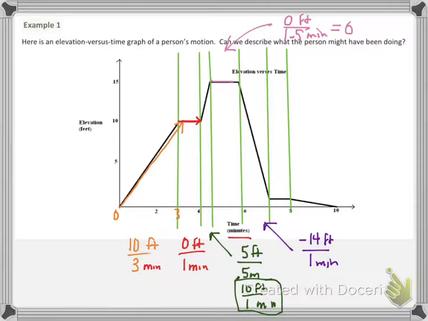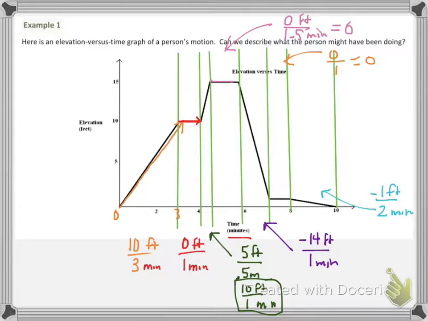1 minute again, and in that minute, there's no elevation change, so 0 over 1. That's a slope of 0, a parallel line again. And then there's one more time interval, 2 minutes from here to here, and that is a change of down 1 foot in 2 minutes. So a slope of negative 1/2.